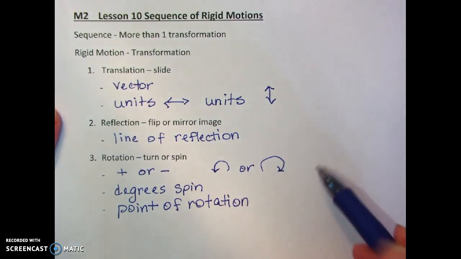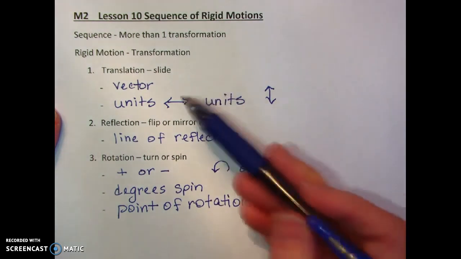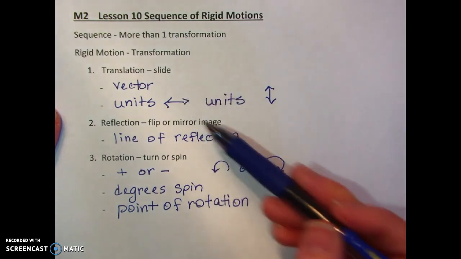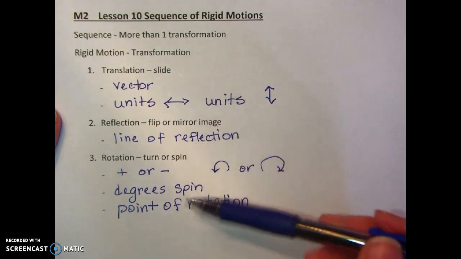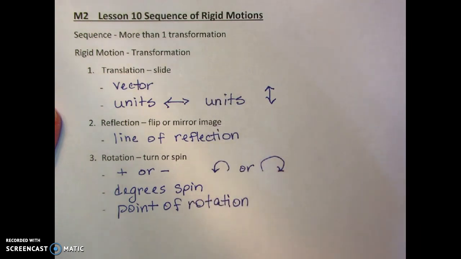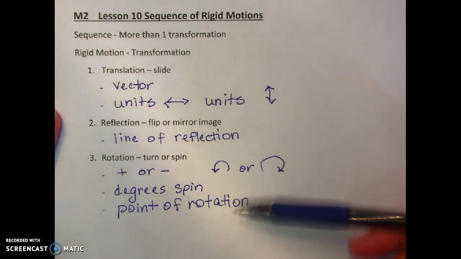So when you're identifying these sequences in this lesson, you're telling at least two things, sometimes three things that happen. Make sure you're telling the details that are needed for that. You can't just say there was a translation and don't tell anything else about it. You have to tell this information for each one of these.